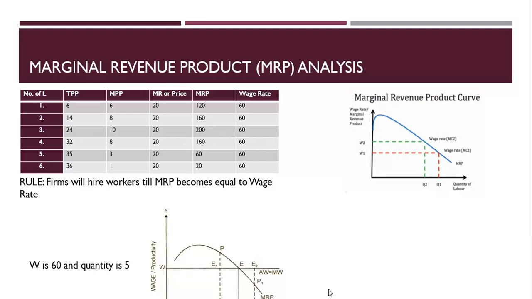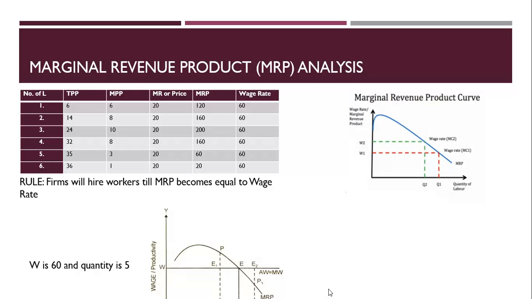Now if you look at the graph on the right, you have the marginal revenue product on the y-axis and the quantity of labor on the x-axis. So that is how you plot it. Initially marginal revenue product goes up. Initially it's 120, then it goes up to 160, then it goes up to 200. That's the maximum point it reaches. First it goes up. Why? Because till such time diminishing returns have not set in.